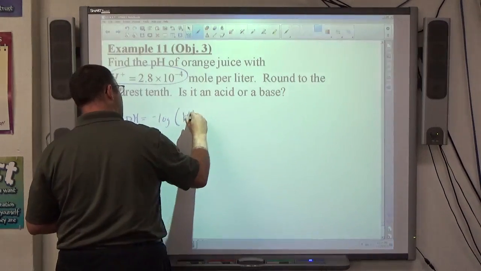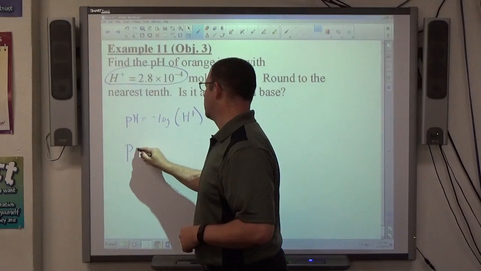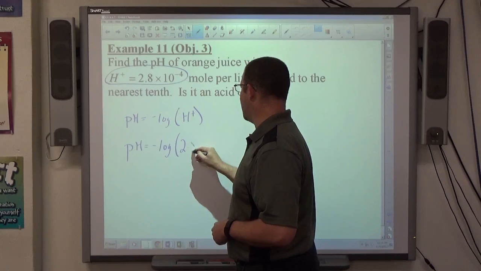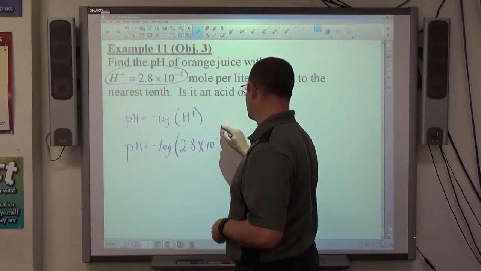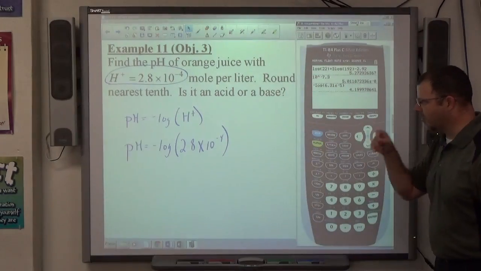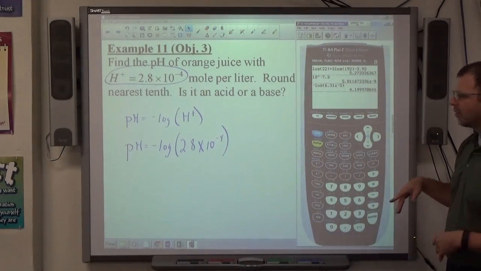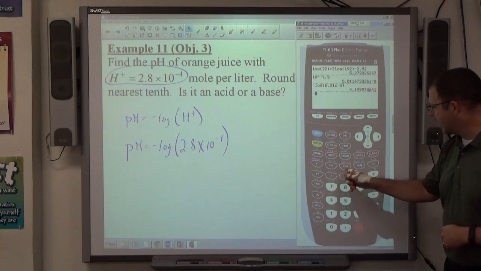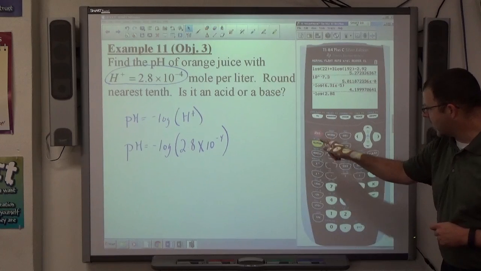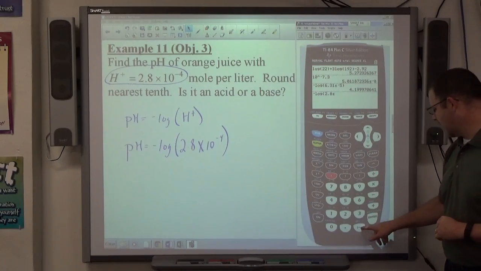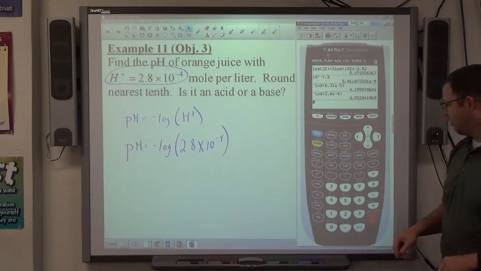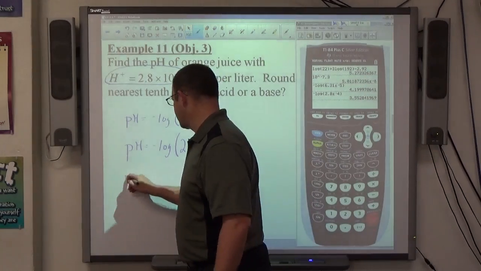All right, so H plus is this, and pH again is always negative log of the H plus. H plus is given to us, so the pH we're looking for is negative log of 2.8 times 10 to the negative fourth power. Just as long as you know what to type in the calculator: negative log, base 10, 2.8, second comma, so E, negative 4. Again, use the negative key, not the minus sign. It comes out to 3.55, so 3.6.